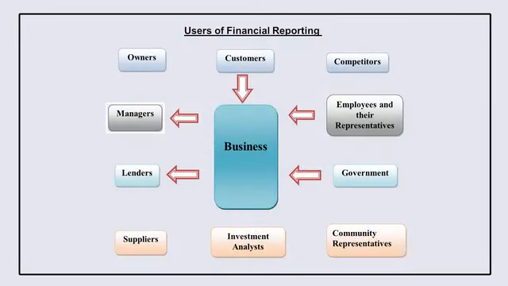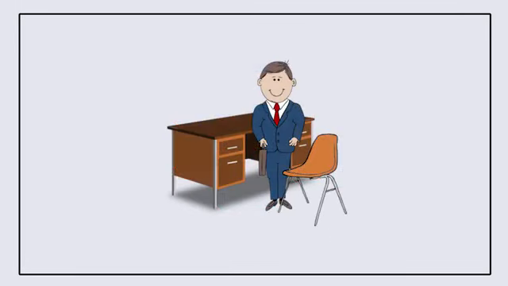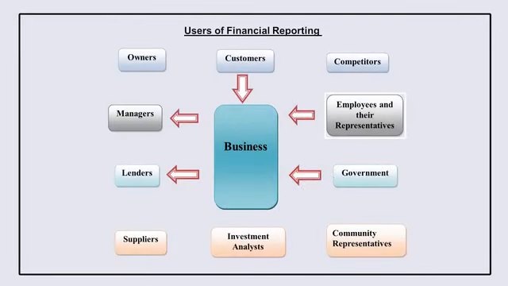Next are the managers. Managers are the top-level personnel of any business, so they are also direct users of the financial report. Then employees and their representatives. Employees are also an internal part of the business, so they need each and every piece of information from the company. Their financial and non-financial performance will motivate our employees, which will automatically increase the production process. They are direct users of the financial report.